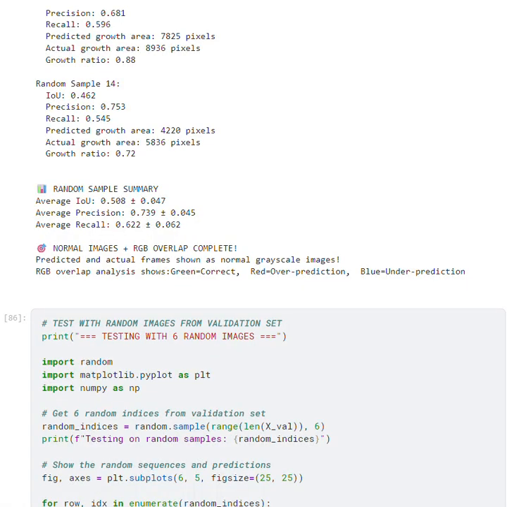So average IOU, which shows the right part of the prediction of an image, the future prediction of an image, is shown to be 0.5 with the variation of 0.047, and precision 0.739 and recall 0.622, which tells that the model is generalizing. It isn't overfitting, which means it is not memorizing or learning by heart. It is generalizing and understanding and learning the data.